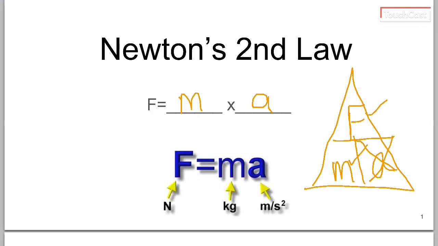And this is really important to pay attention to. These are units that you will commonly see these variables in. So force is always in newtons. Mass could be kilograms, could be grams, but remember, acceleration is always meters per second squared.